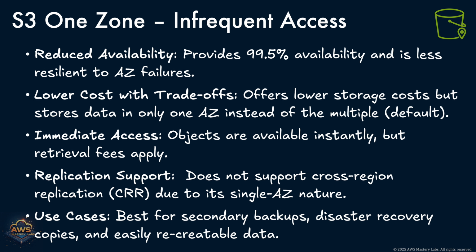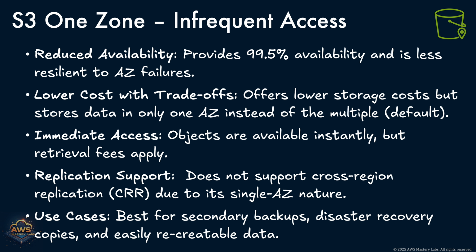It offers 99.5% availability, which is suitable for less critical workloads, but it does increase the risk of data loss in the rare event of an AZ failure. Just like other infrequent access tiers, objects stored in S3 One Zone IA are immediately accessible when needed, but retrieval fees apply, making it less suitable for data accessed regularly. The key distinction lies in its lack of multi-AZ redundancy. There is no automatic replication across regions or zones, so if the single AZ becomes unavailable or is permanently lost, data stored in this class may be lost as well.